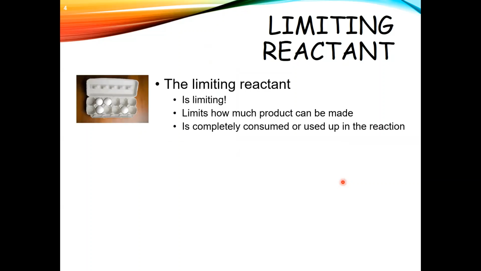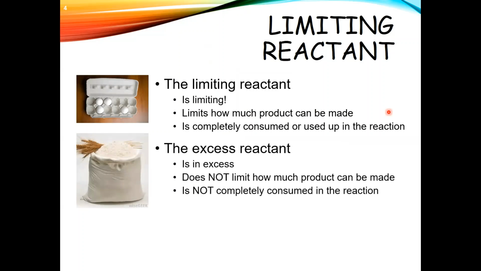It limits your reaction. It limits how much you can make. So it limits how much product you can make, and we generally assume that it's completely used up during the reaction. Now, that would be the eggs in this analogy. And then what would the flour be? The flour would be what we call the excess reactant or reactants. So anything that we have extra of is excess. It doesn't control how much product we can form, and it's not completely used up. So there's always some left over at the end.